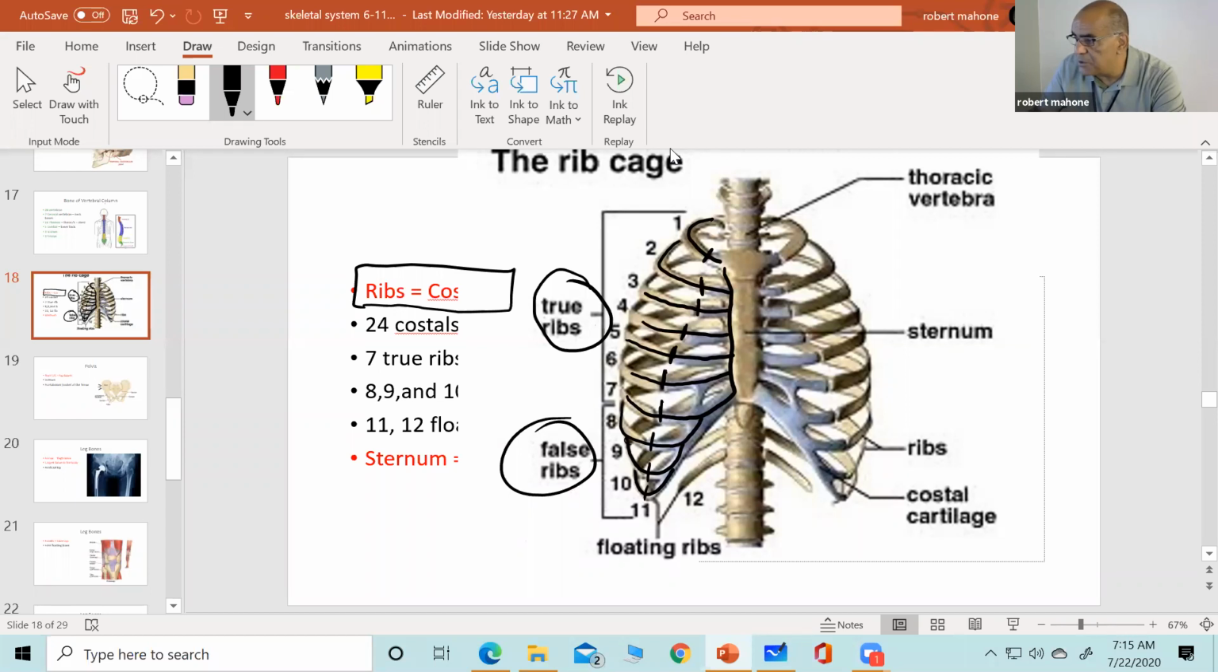And the last 2, 11 and 12, they don't attach in the front at all. They stop short of coming around to the front. So they're called floating ribs. So that's where we get those names from. The first 7 attaching directly to the sternum, 8, 9, and 10 attaching to the bottom of number 7 right there. And 11 and 12 don't attach in the front at all. True ribs, false ribs, floating ribs.